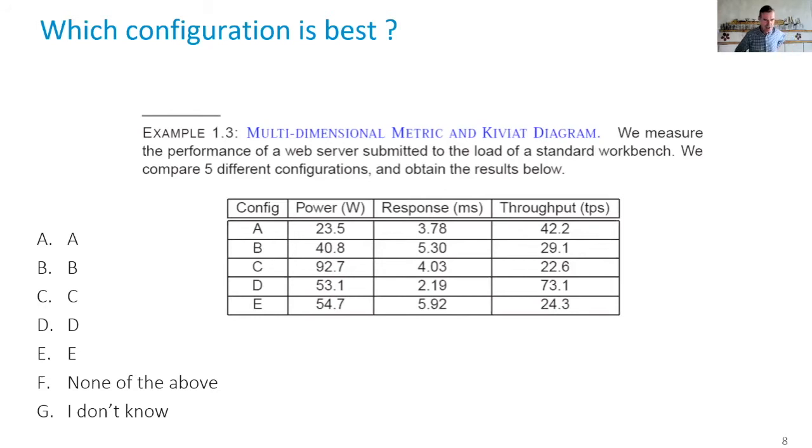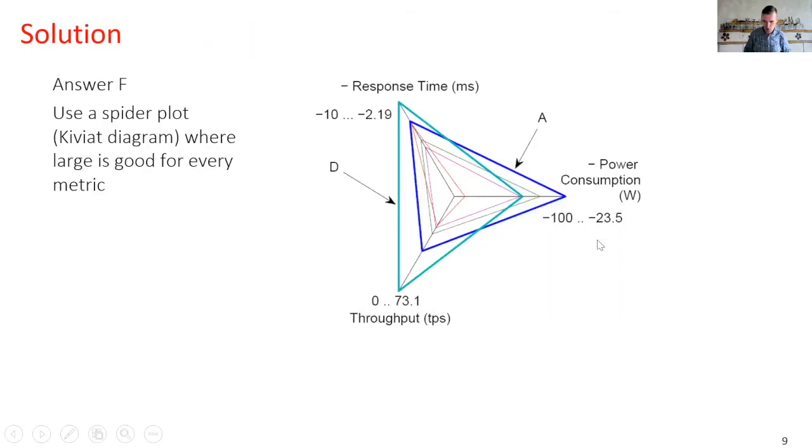The majority says D, configuration D, but the correct answer is not this one, because in reality, what happens here, well, we have a multidimensional metric. We have response time, throughput, and power consumption. And we see that none of the metrics is really better than the other.